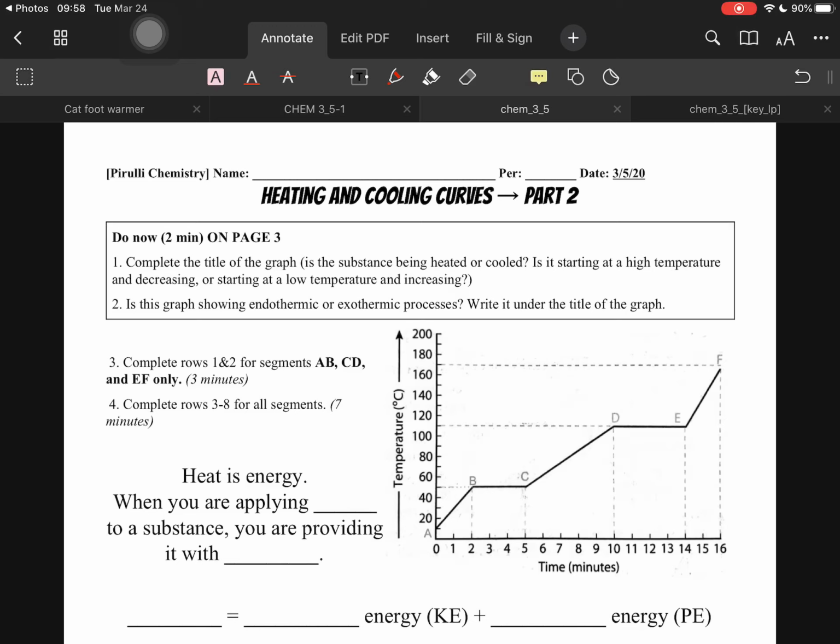Okay, so now we're going to the notes from March 5th. They look like this: heating and cooling curves part 2.